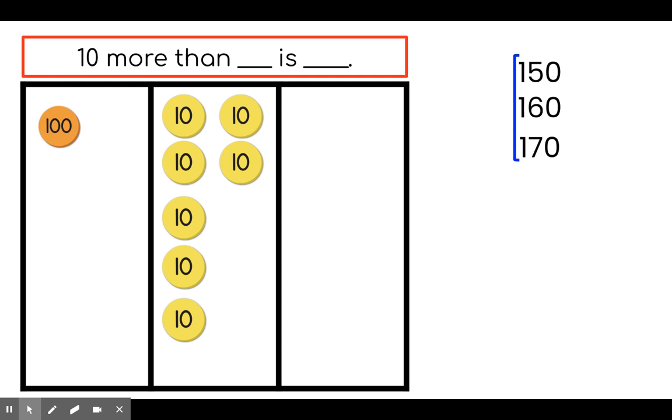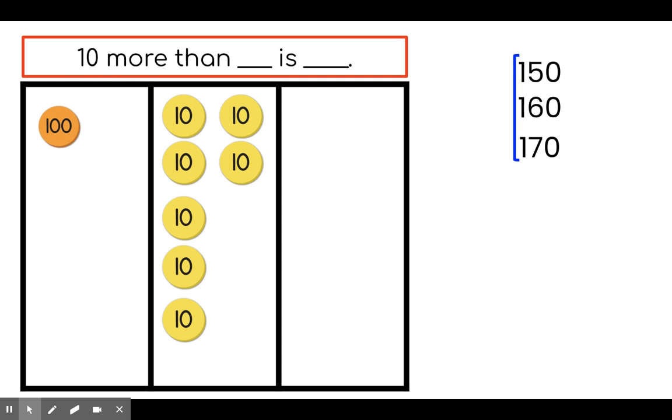Do you notice anything about these numbers? Anything at all? Maybe you noticed that they all have one group of 100. You may have noticed that none of these numbers have any additional ones. And you may have noticed that each time we add a tens place value disc, the number in the tens place value spot increases, gets bigger, or grows. We went from 5 tens to 6 tens to 7 tens each time we added a tens place value disc.